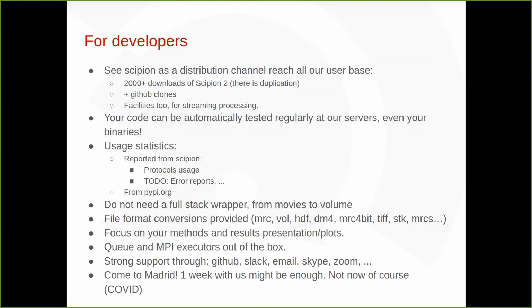Your code can be automatically tested regularly on our servers, and your binaries too. So if someone has binaries but doesn't have the infrastructure to test their code, as soon as Scipion knows how to install the software, the plugin and the software behind it can be tested automatically. I think now our execution time takes 1.5 days more or less to test everything.